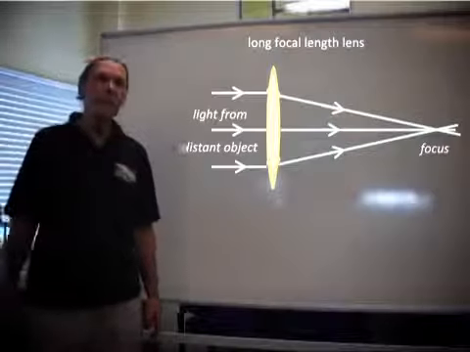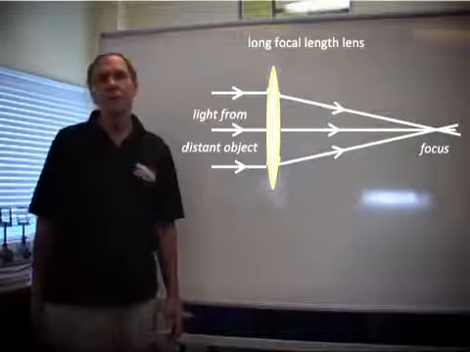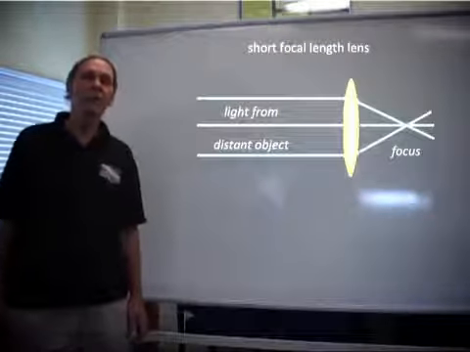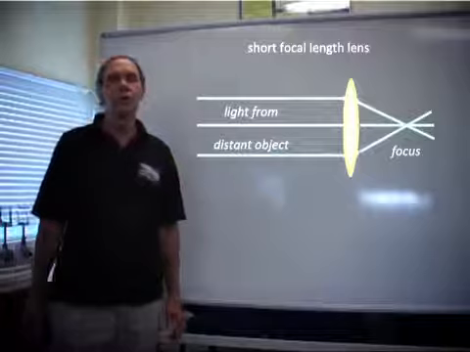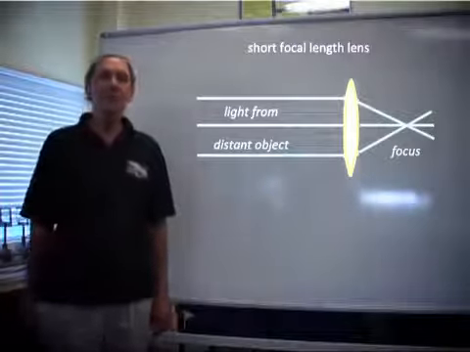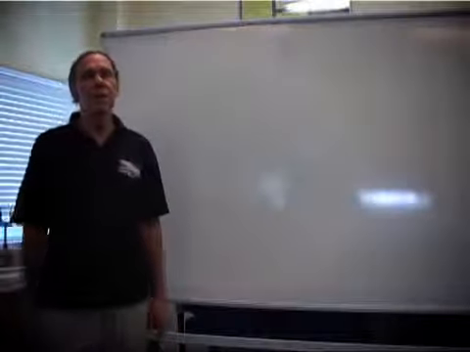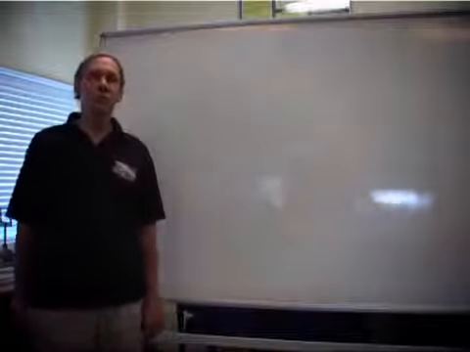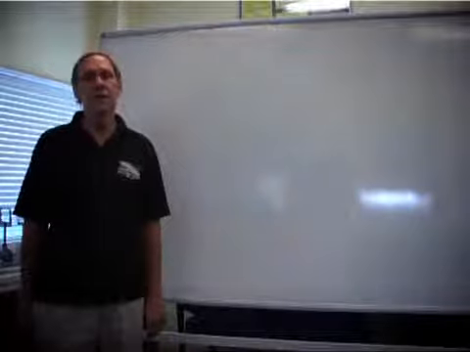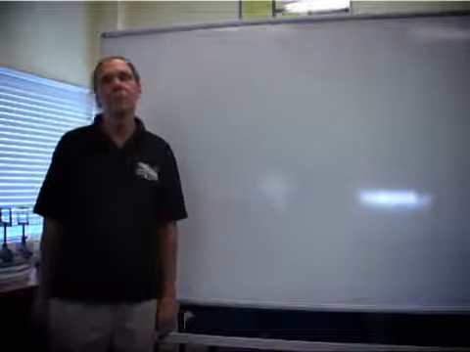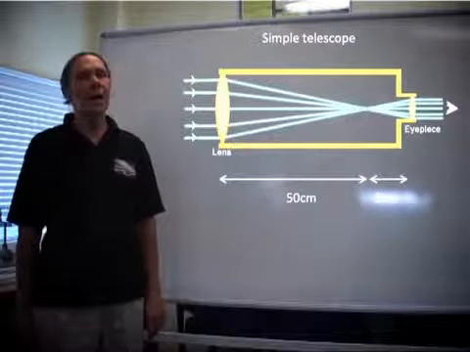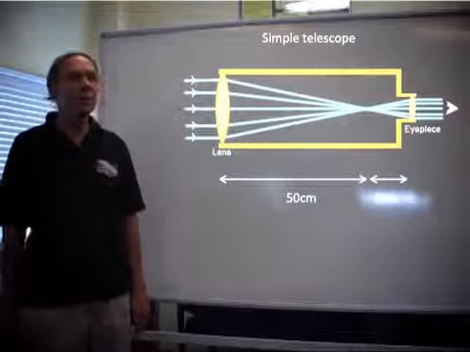A weak lens deviates light only slightly, so has a long focal length. A strong lens deviates light far more and has a short focal length. We could make a simple telescope that magnifies by lining up a long focus lens with a short focus lens, with the short focus lens nearest to your eye. We could use a simple ray diagram to explain this and show how far apart the two lenses need to be.